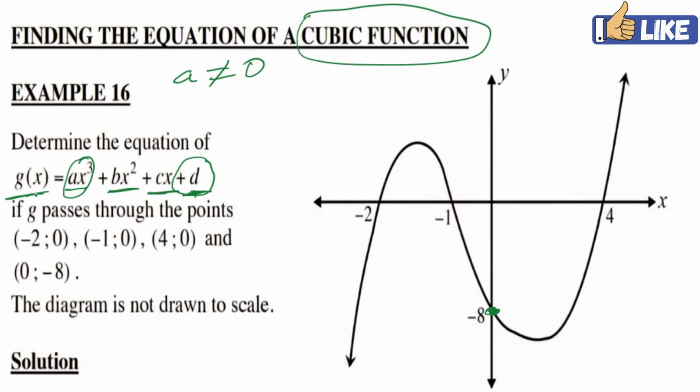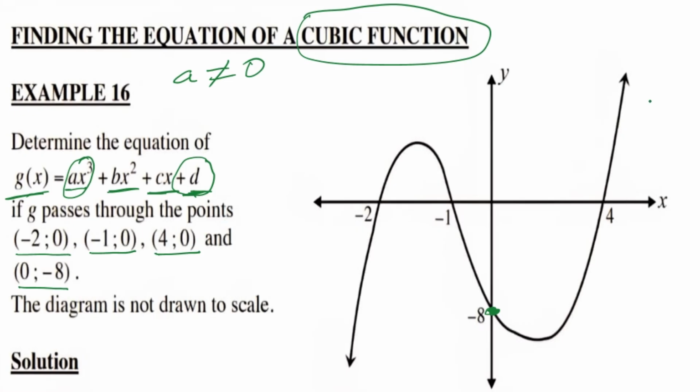Now we need to determine the function of g of x. If g passes through these points, we have got negative 2, 0; negative 1, 0; 4, 0; and the y-intercept, which is 0, negative 8.